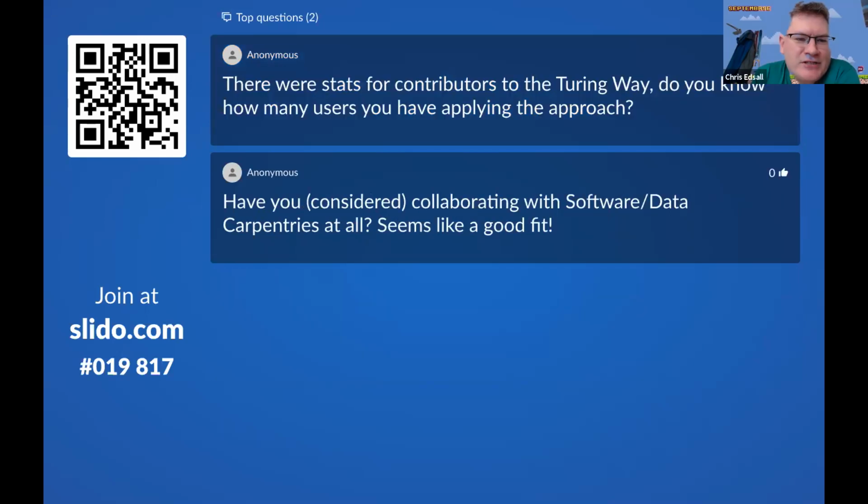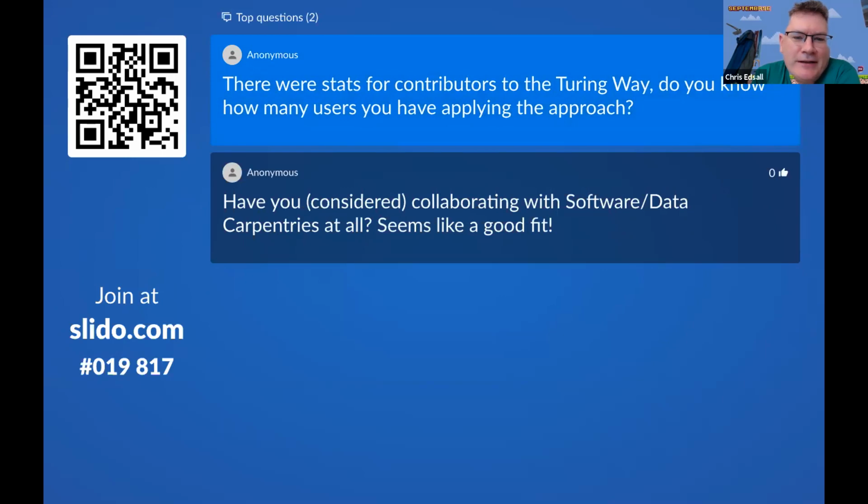And the next question, I think, just asks the same thing, but quantitatively. So there were stats for contributors to the Turing Way on GitHub. Do you know how many users you have applying the approach? Yeah, so I'm going to give a couple of examples. We have one group where we collaborate with.